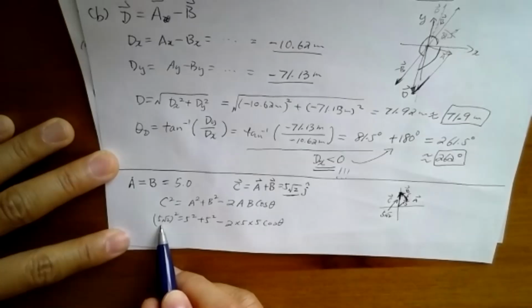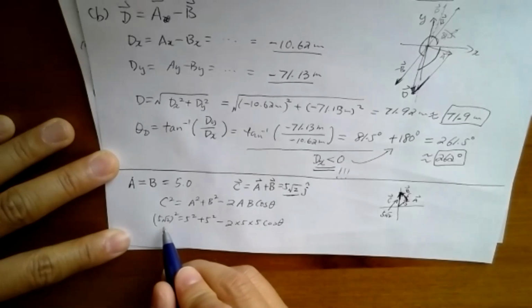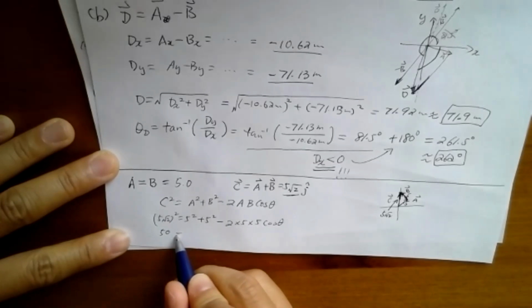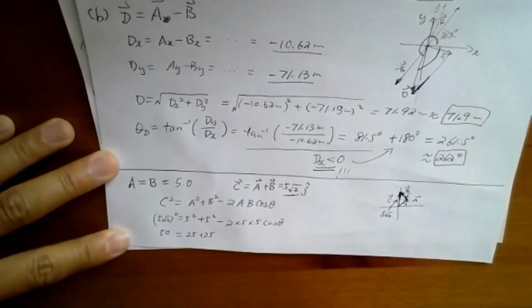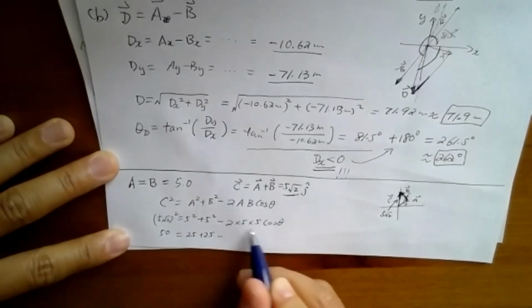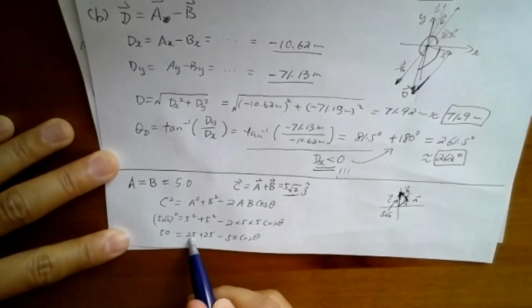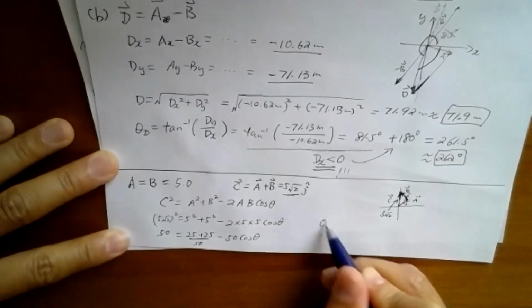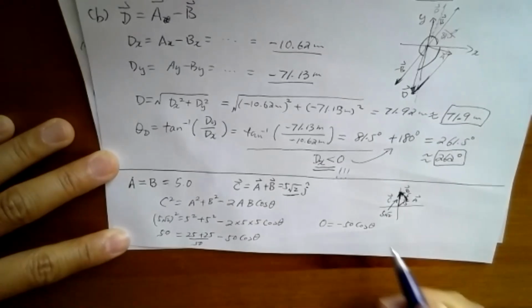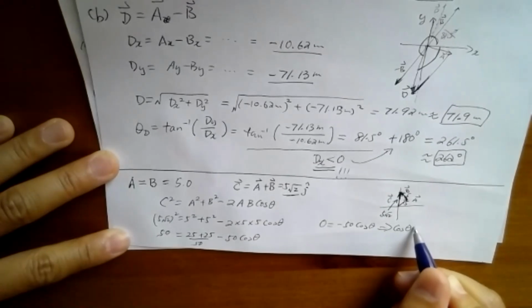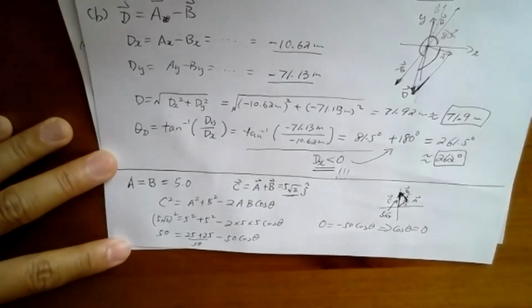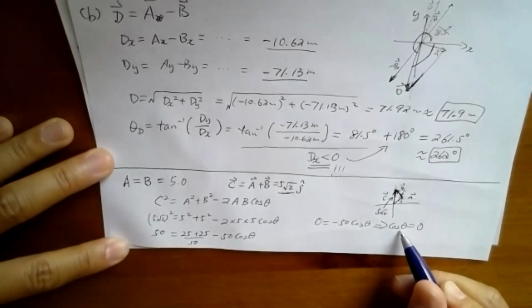On the left, 5 squared is 25, square root 2 squared is 2, so 25 times 2 is 50. On the right, 25 plus 25 minus 2 times 5 times 5 gives 50 cosine theta. 25 plus 25 is 50, so the 50 and 50 cancel out. So 0 equals minus 50 cosine theta, which means cosine theta equals 0. Then I can solve for theta.